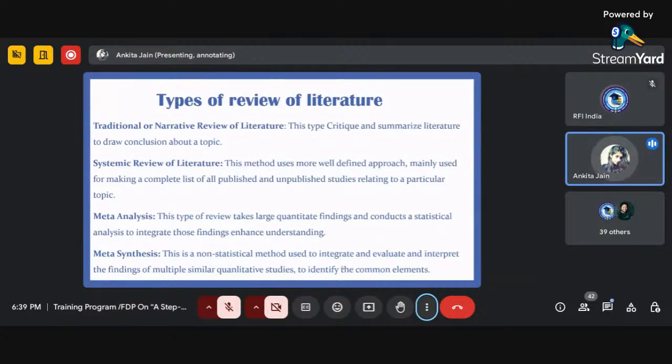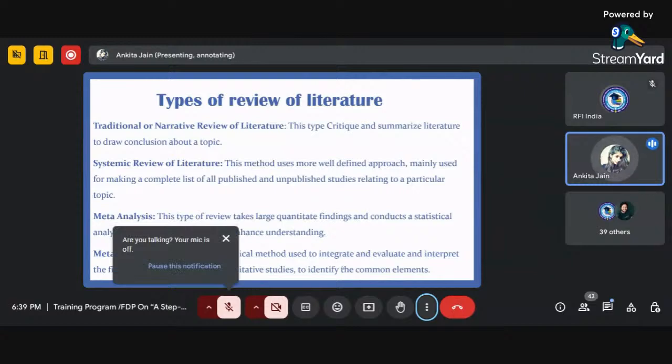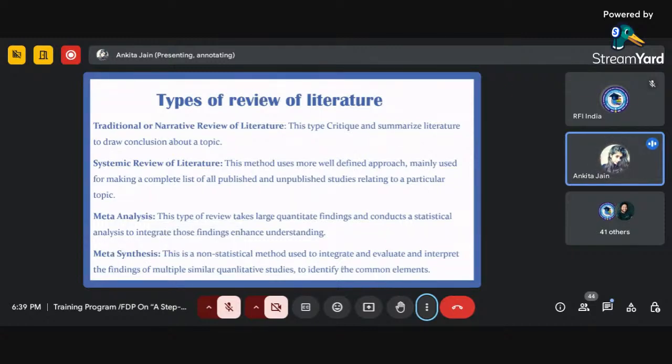Then meta-analysis and meta-synthesis. There are two more types which I should tell you. Whenever you are taking large quantitative findings, so when quantitative data is involved, meta-analysis needs to be done. When we are taking multiple similar qualitative studies, a meta-synthesis kind of study should be done. When non-statistical methods or qualitative studies are there, then meta-synthesis. And when we are using large quantitative data, then the meta-analysis process should be done.